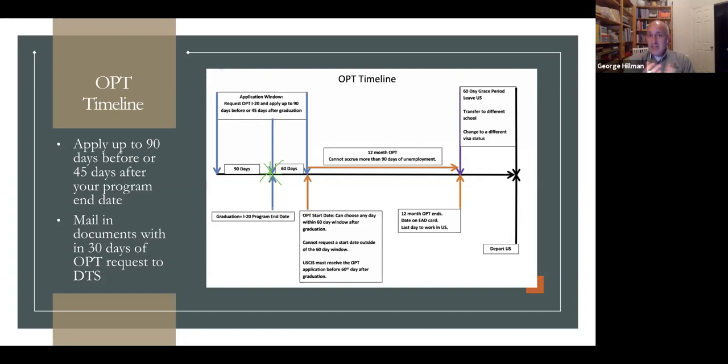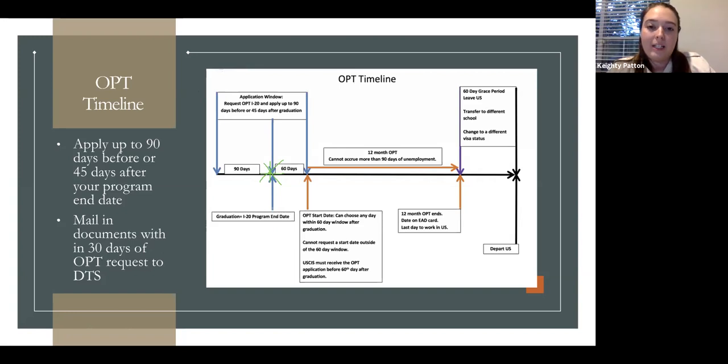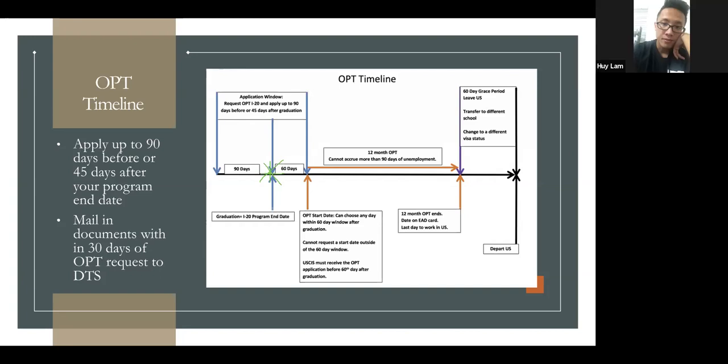I know we say 45 days. You could do it up to 45 days after graduation. That gives you 2 weeks. Don't do it. As strongly as we can say, apply for OPT before you graduate. And then you've got up to 60 days afterwards to get all your employment figured out, those types of things. And you pick your OPT start date within that 60-day window after graduation.